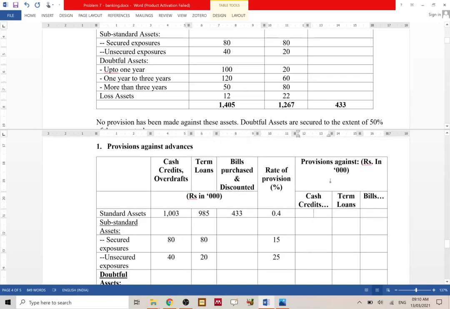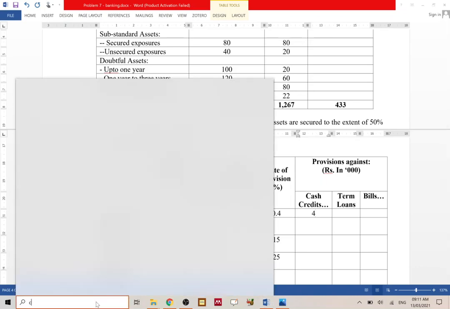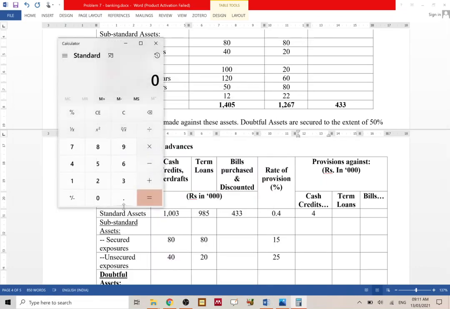For example, over here we are calculating provisions against cash credits, term loans and these bills discounted, right? So provision against cash credit is 0.4% of 1003. How much do you get? You get about 4. Round it up to the nearest figure. Like for example, you might get here 1003 multiplied by 0.4%.